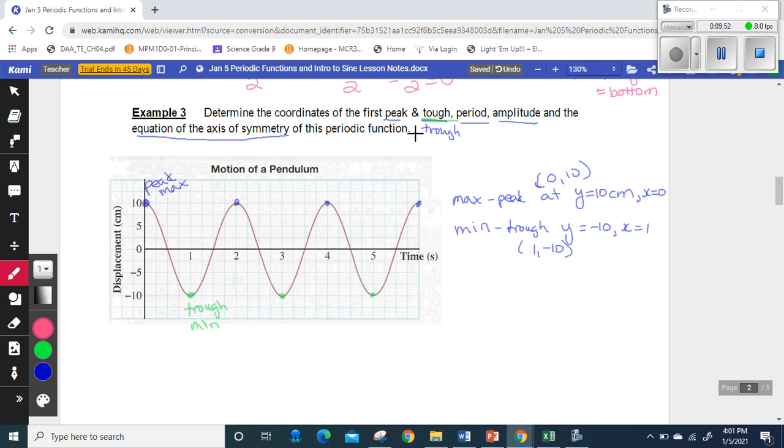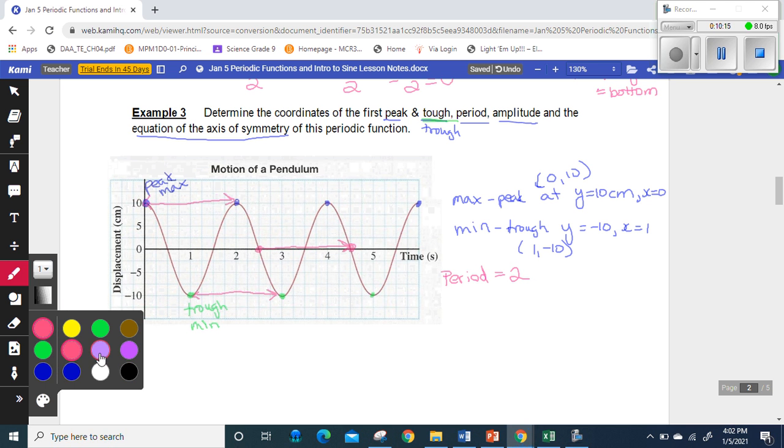The period is how long it is before it starts to repeat itself. So from peak to peak, from trough to trough, from maybe this middle line to this middle point, right? Because then it starts repeating itself. So the period goes from 0 to 2. So it's 2 long.